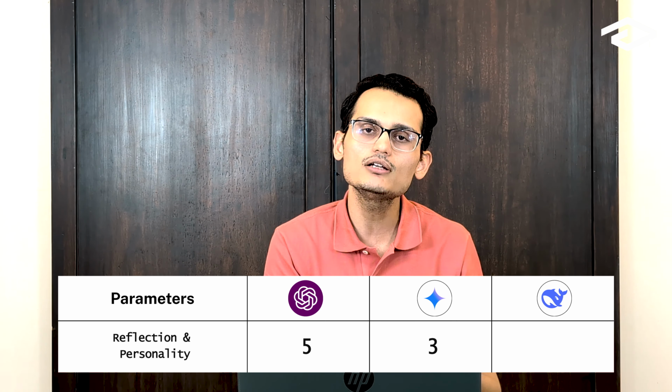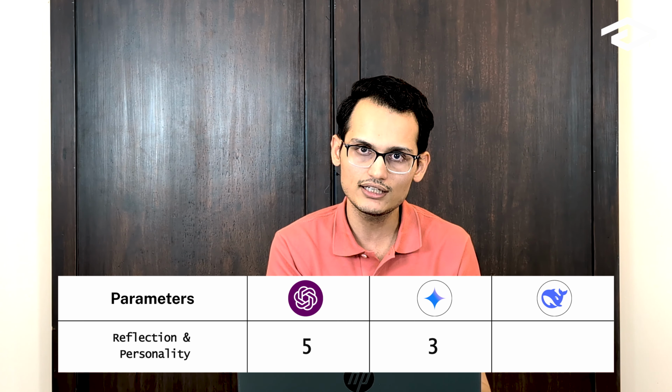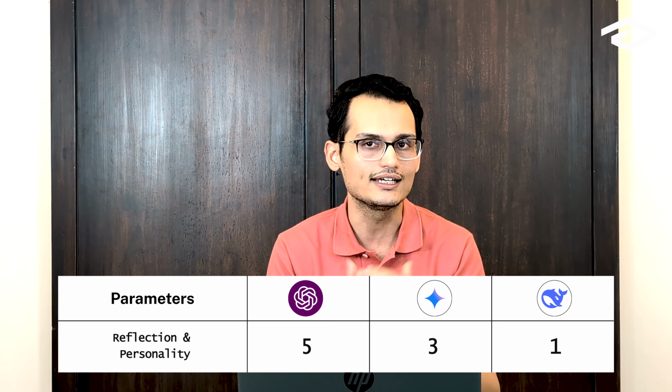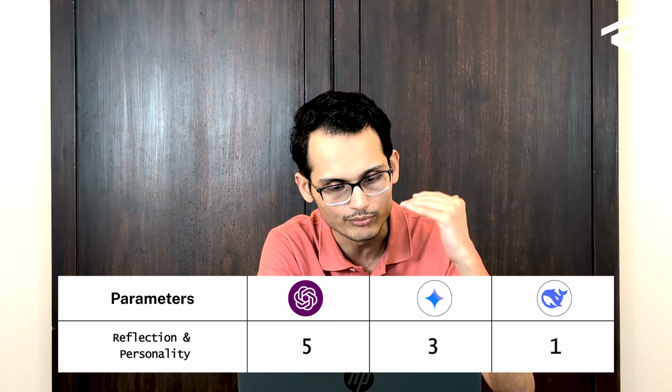So while ChatGPT was good at explaining why it did certain things, Gemini was good at explaining the impact of the things that the student had done. But that's not the same as reflection, which is why I'm giving it a 3 on 5. And DeepSeek again over here gets a 1 on 5. There was no reflection, there was no personality. Like I said before, it just sounded like an expanded resume with a list of different bullet points.